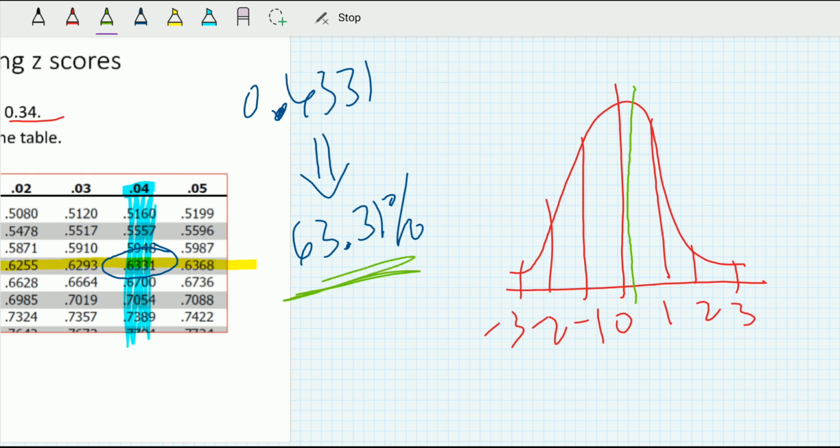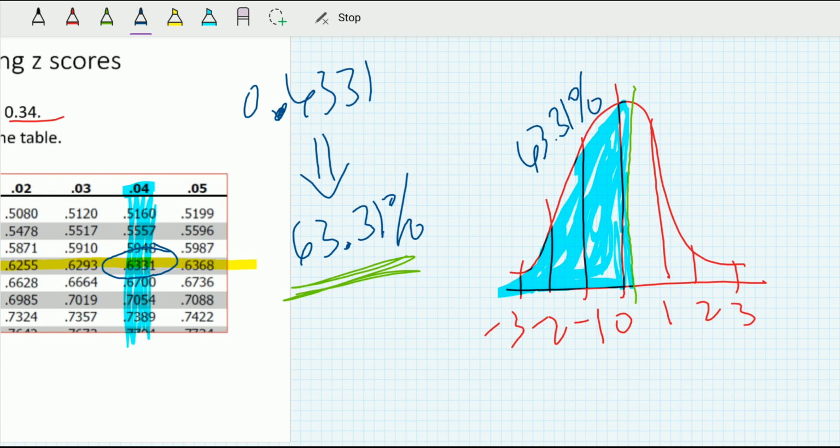Now, what this 63.31% means is it's telling us all this percentage already. So it's basically like adding it up for us already. And that's why this table is so nice. Okay, so that means this side is going to be 63.31%. And then you can obviously calculate the other side just by doing the trick, the 100 minus 63.31%. So that's what I'm going to go ahead and write. 100 minus 63.31%. And so that's how you would read it.